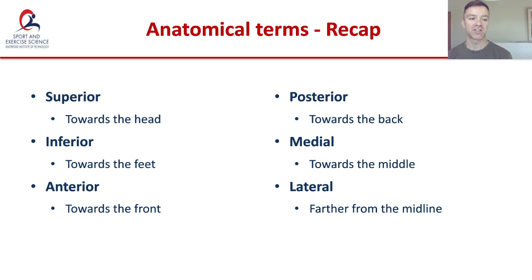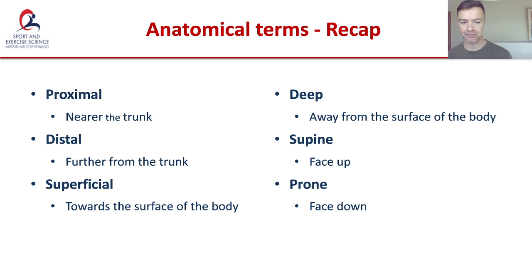So if we define something as superior, we mean it is towards the head, inferior towards the feet, anterior towards the front, posterior towards the back. Medial is towards the middle, and lateral is further from the middle of the body. Proximal and distal are a pair of terms that are generally used to describe things in relation to your arms and your legs. So something that is proximal is nearer to your trunk, and something that is distal is further from your trunk. Superficial and deep. Superficial means something that is towards the surface of the body, and deep is something that is away from the surface of the body. Supine means face up, and prone means face down.